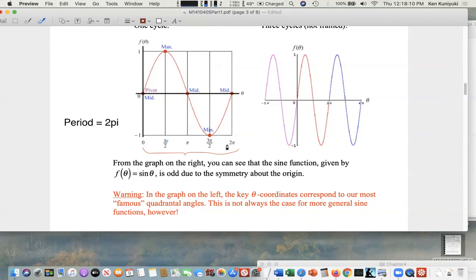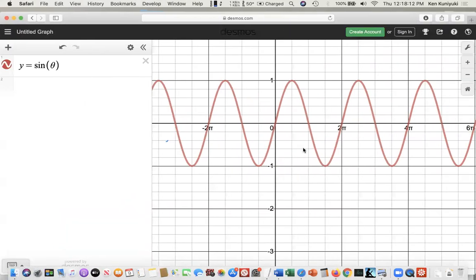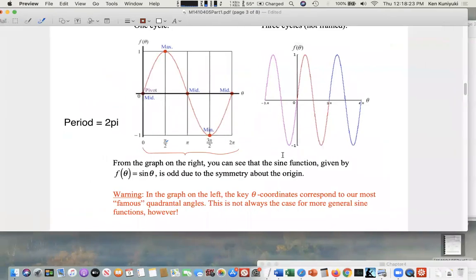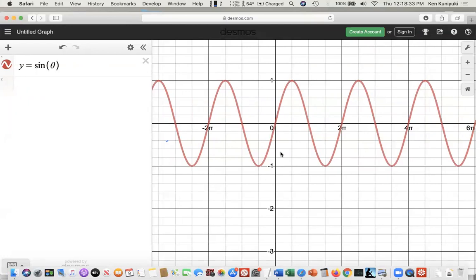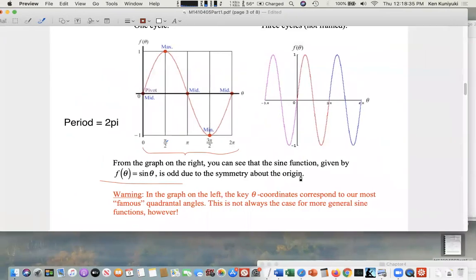And notice something else. This graph is symmetric about the origin. If you take this sine wave and rotate it 180 degrees about the origin, you get the same graph. The sine function is odd. Sound familiar? The even-odd identities. The graph is symmetric about the origin, which is the typical case with odd functions.